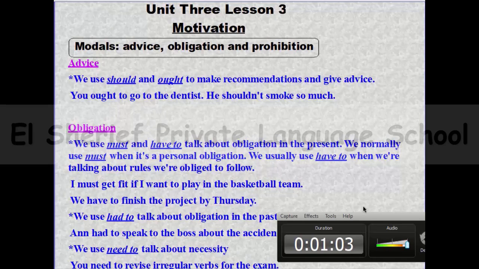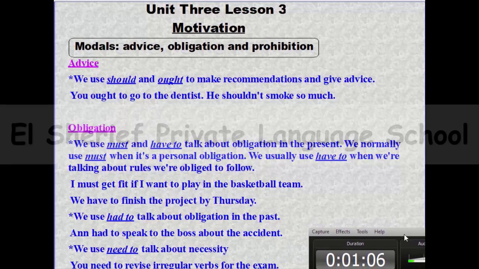Also, the obligation here. We can use must and have to to talk about obligation in the present. We normally use must when it's a personal obligation. But we usually use have to when we are talking about rules we are obliged to follow. Like, I must get fit if I want to play in the basketball team. So here, the obligation is personal.